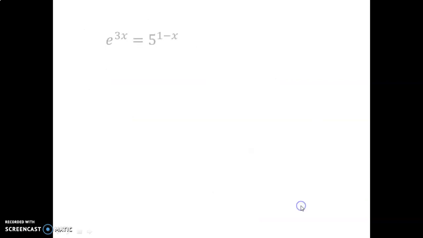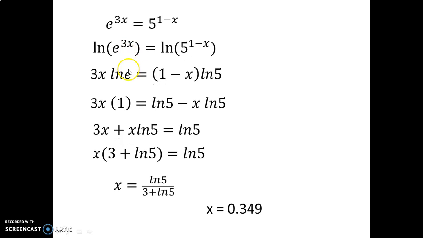And finally, I have one more. Now this one has e to the 3x and 5 to the 1 minus x. So how about this one? How would you deal with this one? And there's the work for that one.